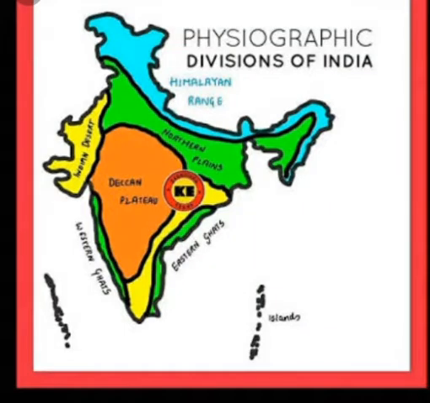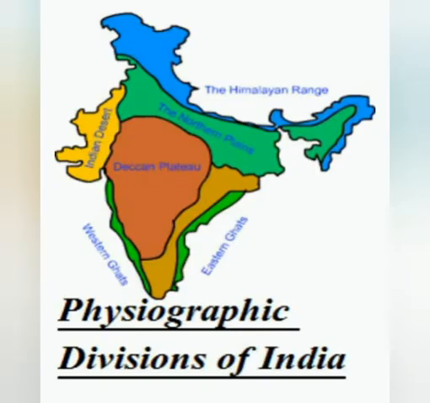We are going to study about India physical features. Chapter number 2, physiographic divisions. The relief of India can be grouped into 6 main physiographic divisions. Number 1, the Himalayan mountain system. Number 2, the northern plains. Number 3, the peninsular plateau. Number 4, the Great Indian Desert. Number 5, the coastal plains. Number 6, the island groups.